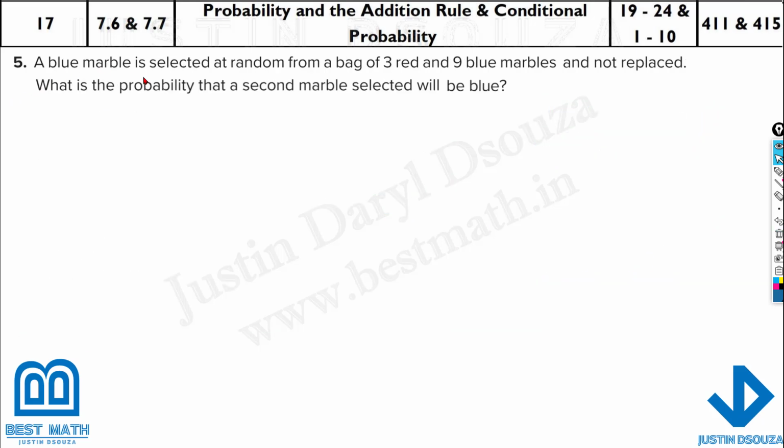So here we go. Here we have been told about marbles. A blue marble is selected at random from a bag of 3 red and 9 blue marbles and not replaced. Okay, this is important. What is the probability that the second marble also selected will be blue?